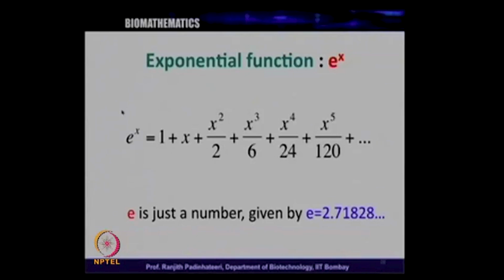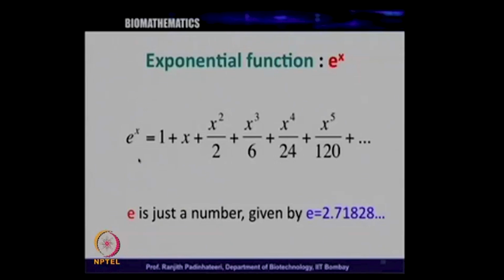So, e power x is basically defined as a combination of these functions x, x square, x cube, x power 4, etc. And the coefficients are 1 over 2, 6, 24, etc. For now, just remember that there is some particular combination of x, x square, x power 4, etc. We will try to understand later where this combination comes from. But for now, it is sufficient to understand that e power x is defined in this particular fashion.